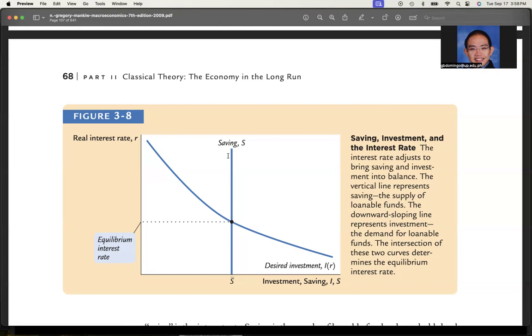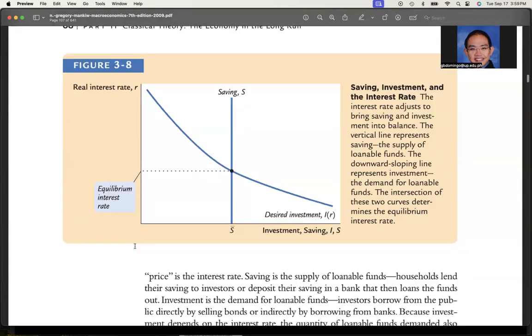Now, what we've got here is savings as this vertical line, S bar. And then here's your investment schedule or investment function. And R is determined such that I equals S. Okay, so the endogenous variable here is the real interest rate.